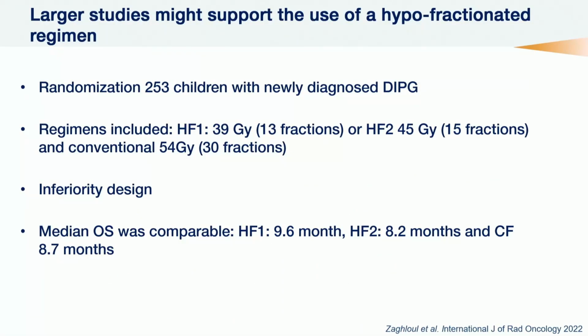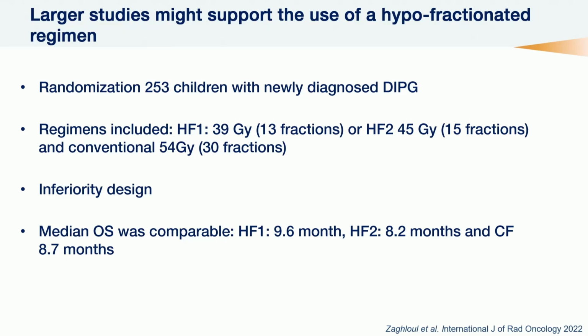This is one study from Egypt, randomizing 253 children with newly diagnosed DIPG, but based on imaging only. And they included different regimens with 39 gray versus 45 gray and compared those to the standard fractionation of 30 fractions, total of 54 gray. And basically, median overall survival was comparable in the different groups, as shown here.